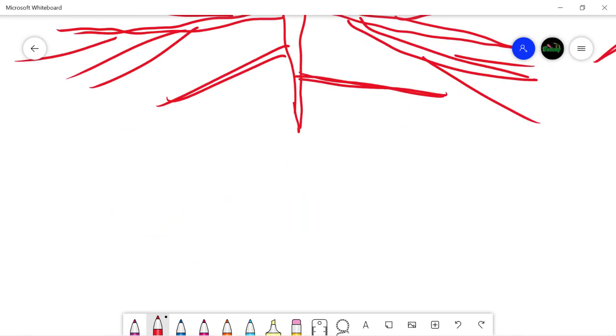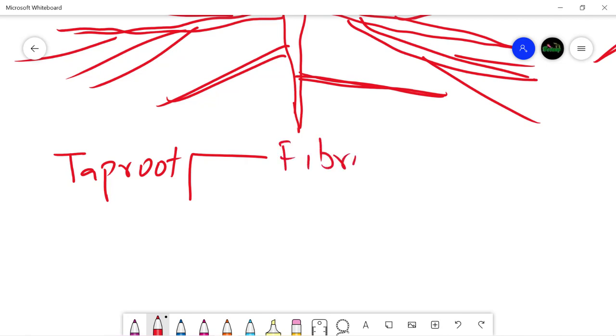In the last video, we classified taproot on the basis of their extent of growth below the surface of the soil. Usually, the taproot is classified into these two types, and these are fibrous taproot and tuberous taproot.